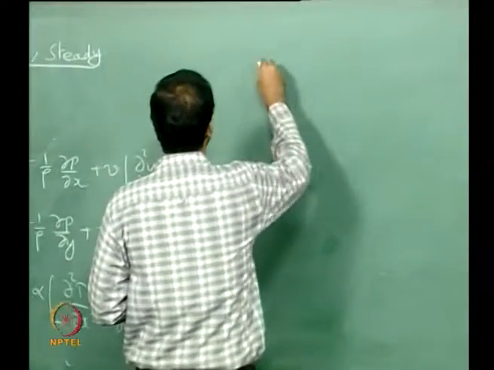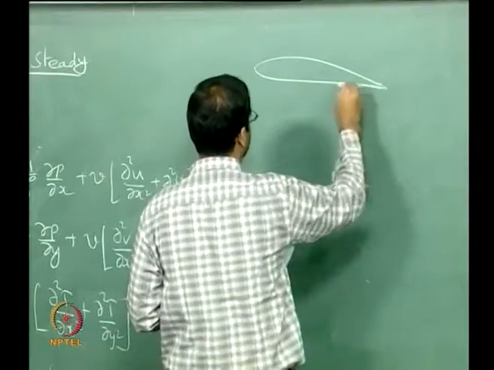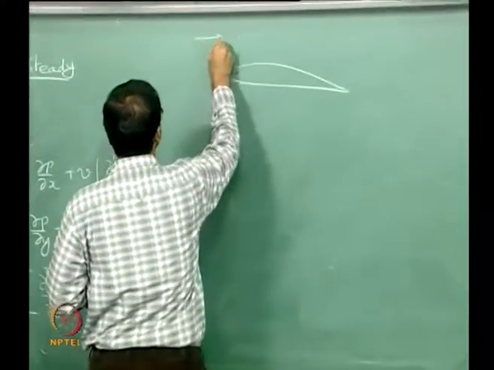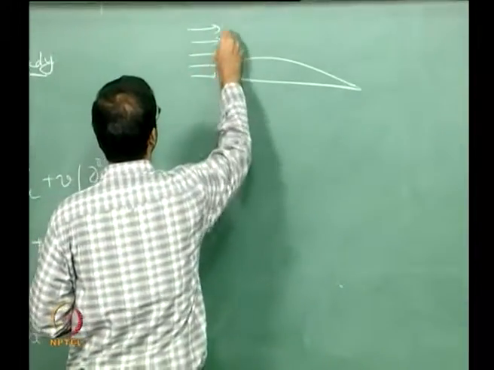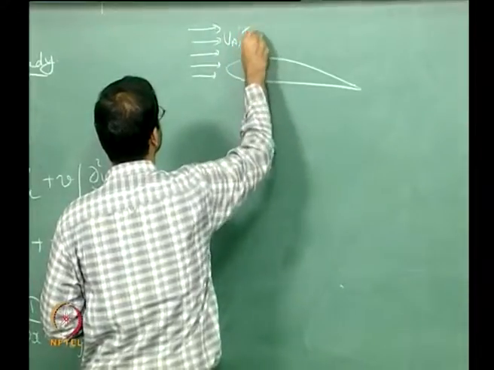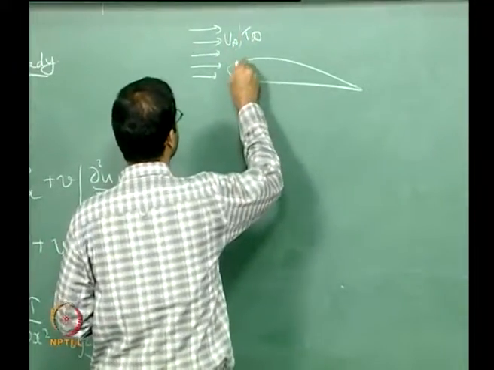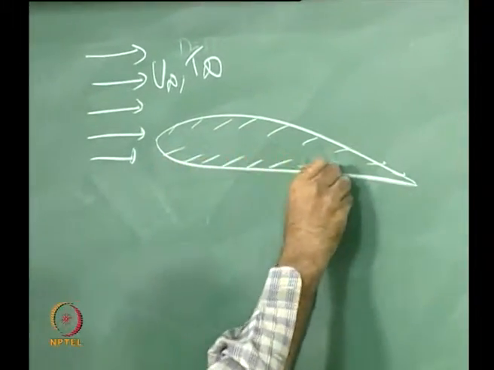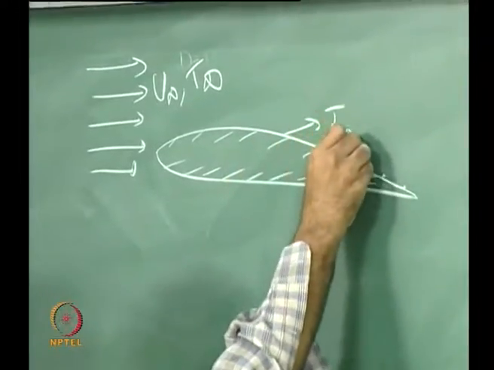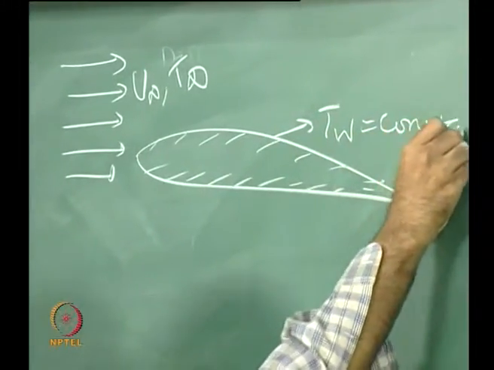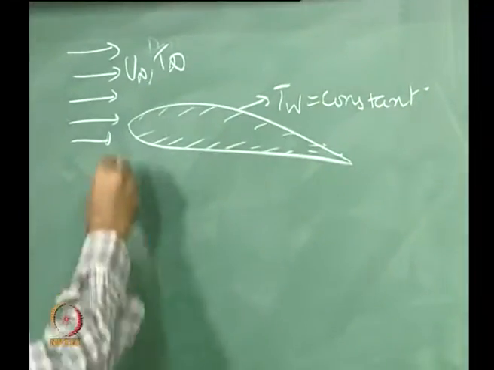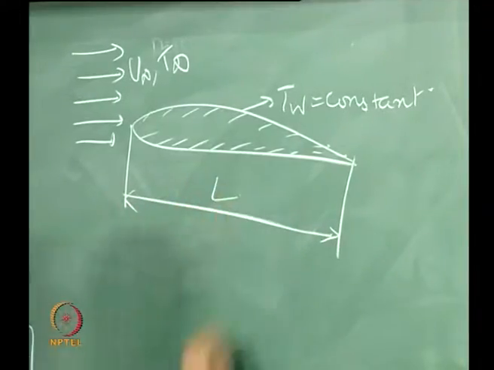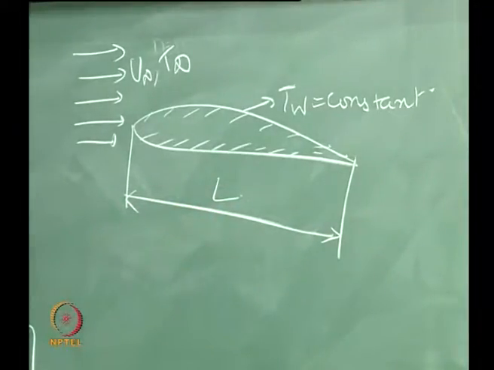Suppose you take any flow, say past an airfoil or past a flat plate. You have your free stream, which is described by your free stream velocity and temperature, and you can also maintain the surface of the airfoil at an isothermal condition such that your T wall is constant, and let us say the characteristic dimension of this particular airfoil is given by the chord length, which is L.